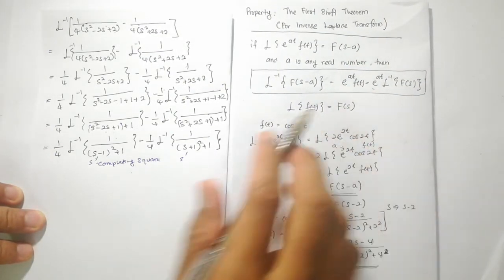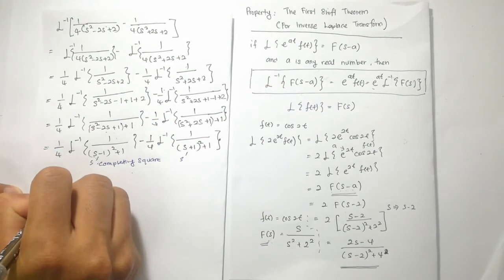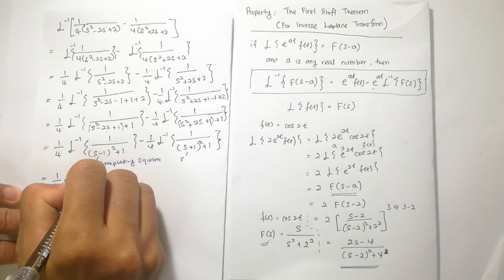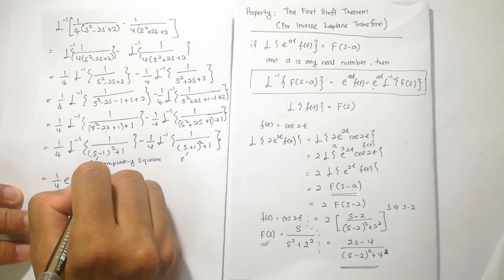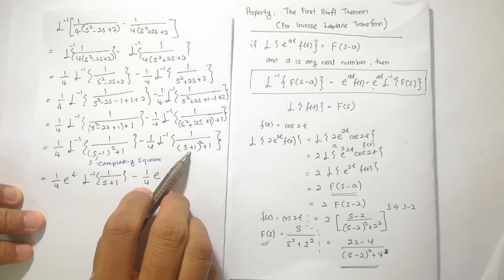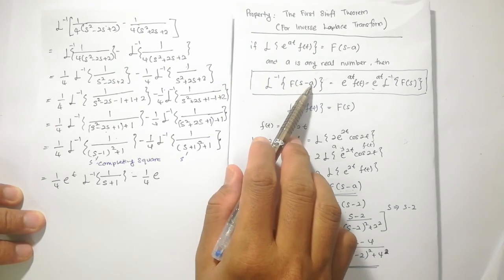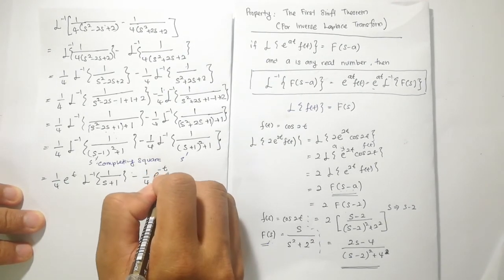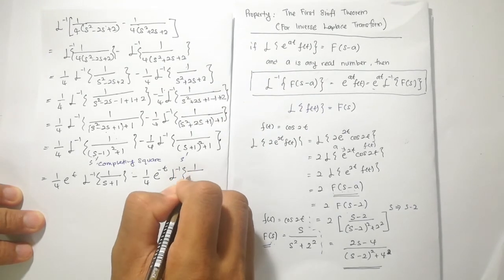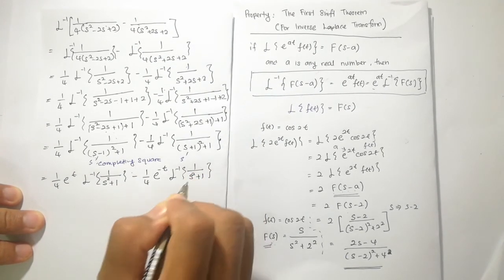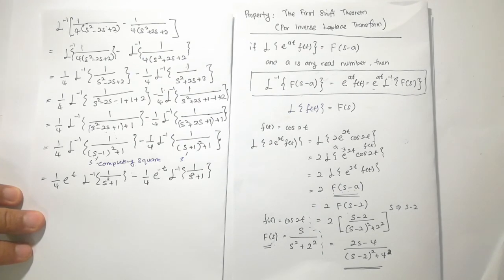So we have e to the power of t, 1 over 4, where our a value is equal to 1, times the inverse Laplace transform of 1 over s squared plus 1. And after that, minus 1 over 4 e, now our a is negative 1, because this one is s minus a, so our a is negative 1 for this case. So we have e to the negative t, and then inverse Laplace transform of 1 over s squared plus 1. I think I forgot about squared here.